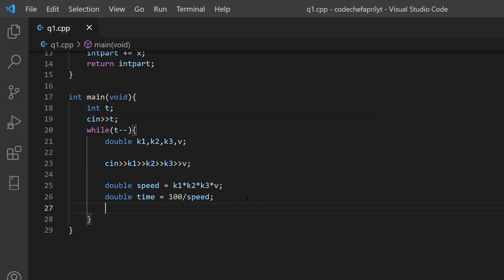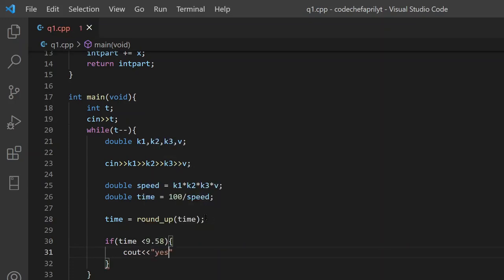Now we are going to round this up, and we'll pass time, and then if time is less than 9.58, we have to print yes. If it is not less than, then we have to print no, chef cannot.